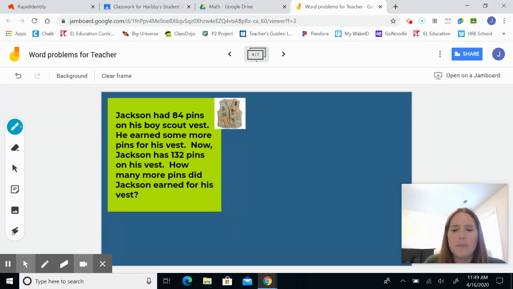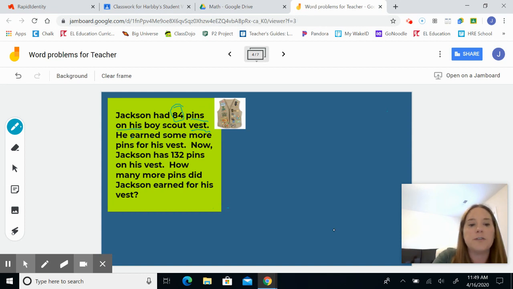All right, can we picture that? I put a picture of a Boy Scout vest there. Let's read it a second time. Jackson had 84 pins on his vest.